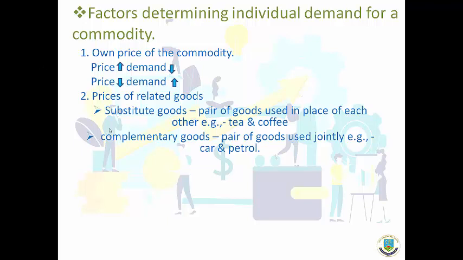So here I've taken an example, car and petrol. To run a car, petrol is required. So if the price of petrol rises, demand for cars will decrease. Likewise, if the price of petrol decreases, demand for cars will increase. So this is how the price of related goods affects individual demand for a commodity.